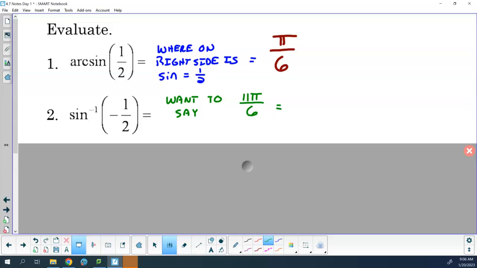So if we take the pi out of it, 11 divided by 6 is how much? Almost 2, right? Okay. If we take the pi out of the range of values that we can be, our range of values has to be in between negative 1/2 and positive 1/2. Is almost 2 in that range? No. So we can't say 11 pi over 6. So what do we have to say instead? Negative pi over 6. Yeah. We got to say negative.